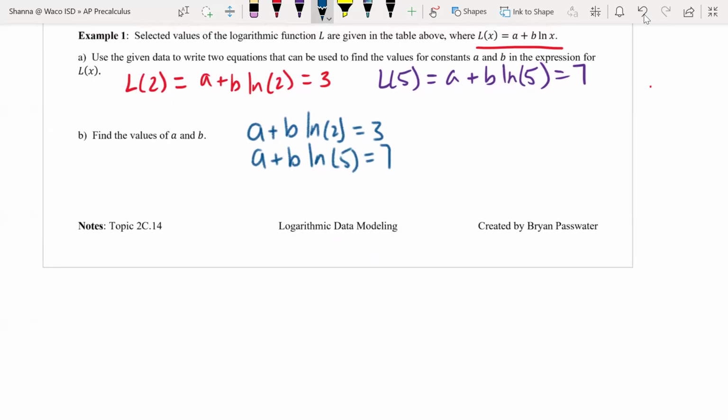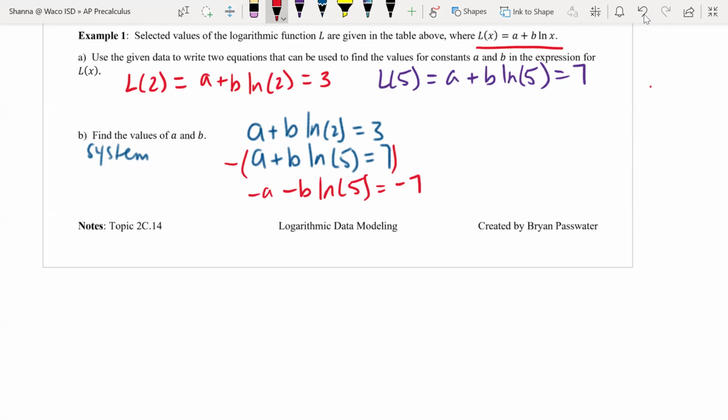Section B says now we're going to find the values of A and B, and we do so by creating a system. Okay? When we create the system, we're going to actually subtract our values. By subtracting our values, we then are going to start solving for our A and for our B. So if I subtract, I'm going to multiply everything down here by negative. So this is going to become negative A minus B natural log of 5 equals negative 7.